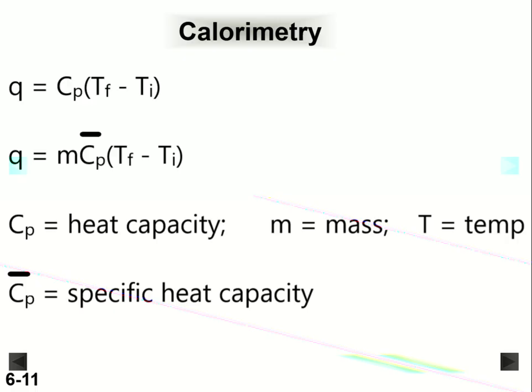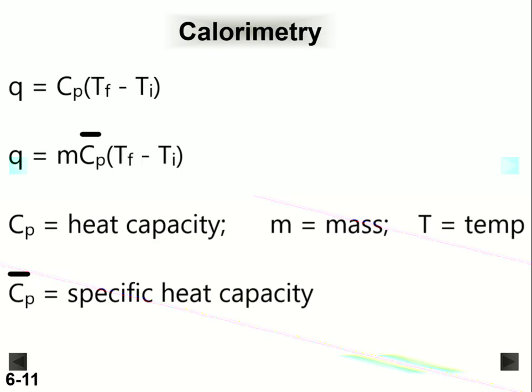Now we're going to look at calorimetry. Calorimetry is the measure of heat flows during processes, and these are the source for all the delta H sub f superscript 0 values that are tabulated. And calorimetry is based on one simple type of equation, and that's shown here. The equation is q equals Cp delta T.